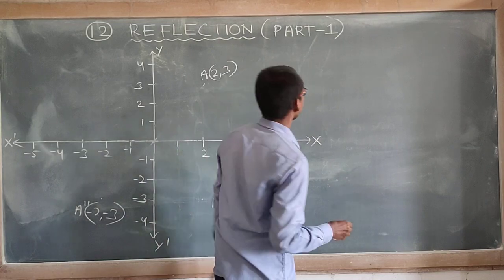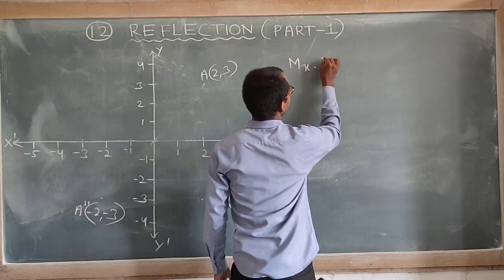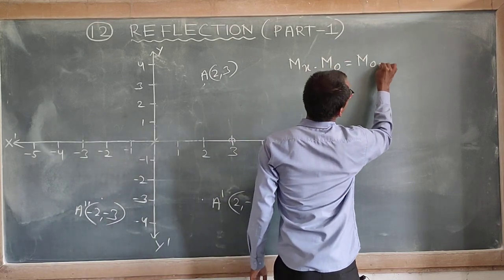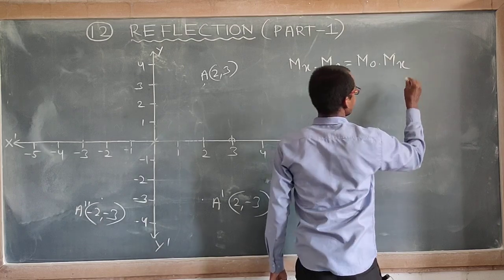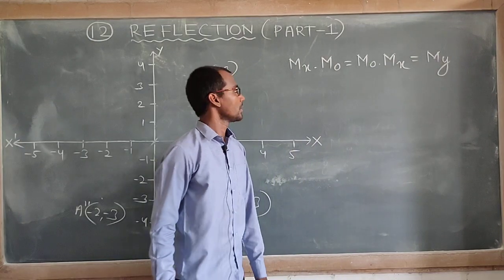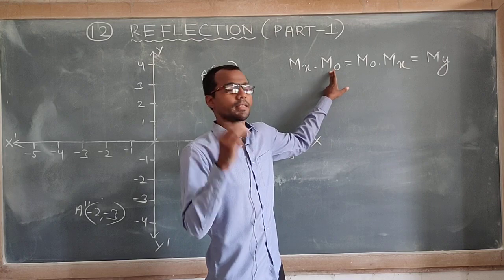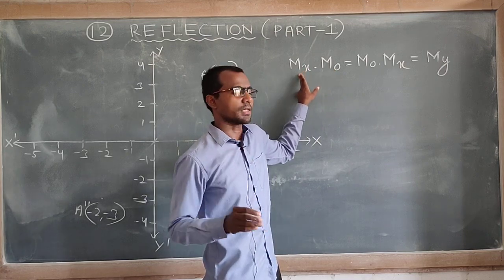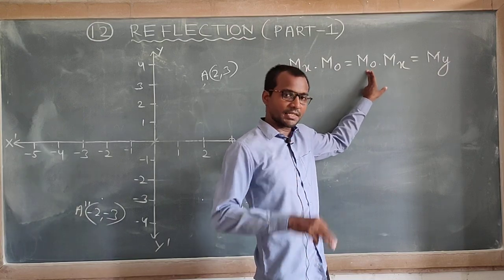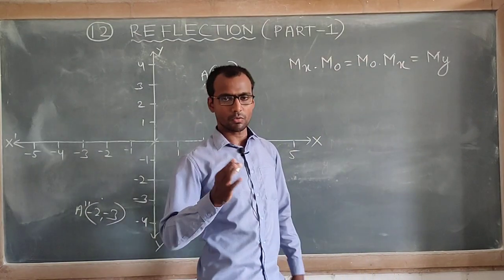Similarly, Mx into Mo is equal to Mo into Mx is equal to My, means reflecting a point first in the origin and then in the x-axis is same as reflecting the point first in the x-axis and then in the origin, and that is same as reflecting the point directly in the y-axis. This can be proved. You can do it on your own.